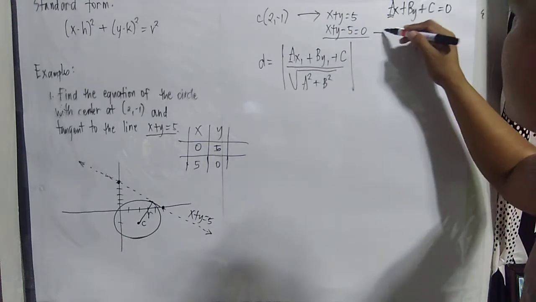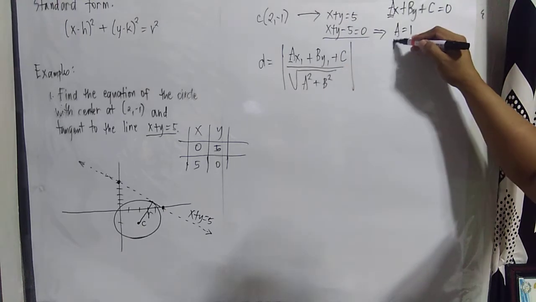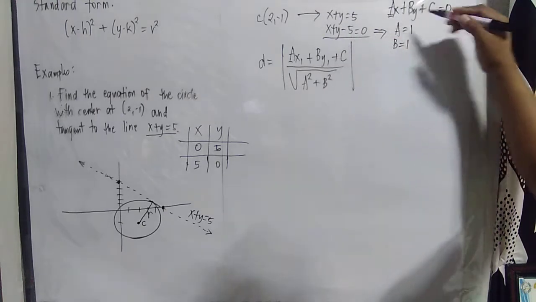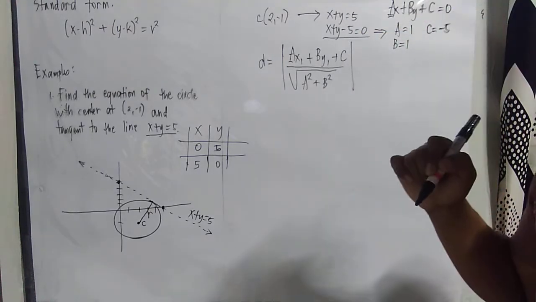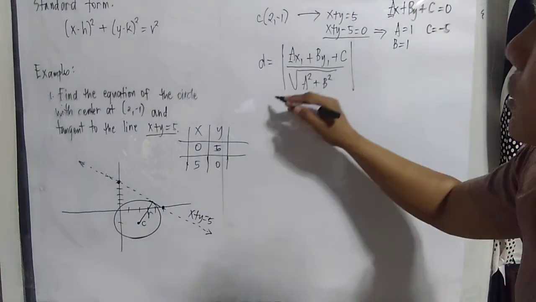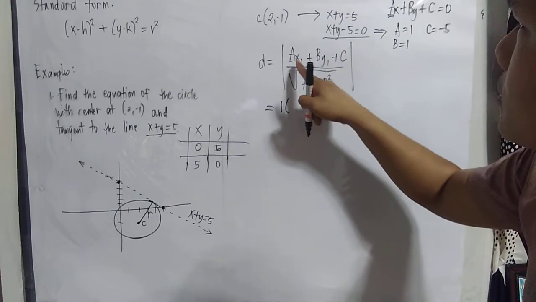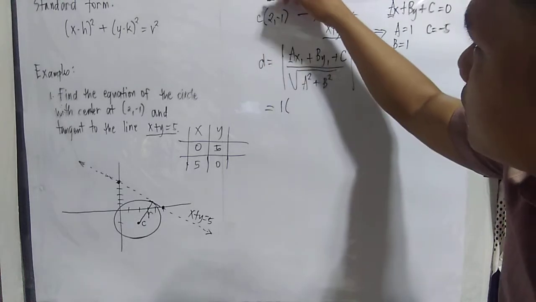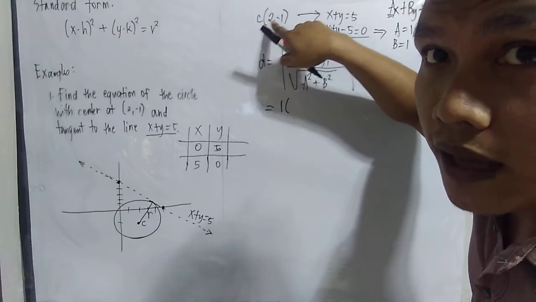So that means A is equal to 1, B equals 1, and C equals negative 5, which is the constant. Okay, then let us put this into our equation. So we have A, which is 1 times our x sub 1. Supposedly this is our h and our k.